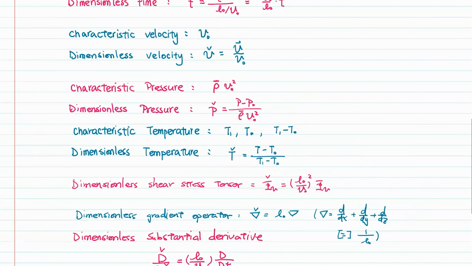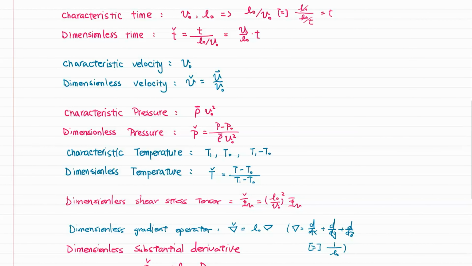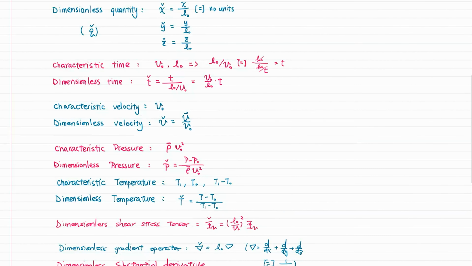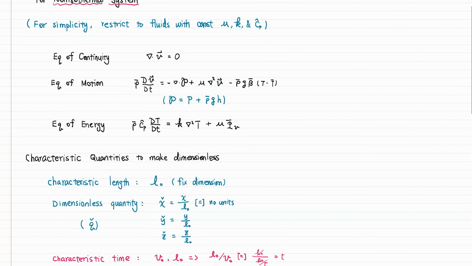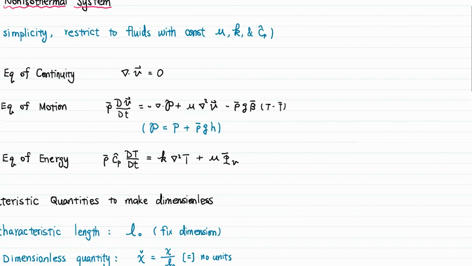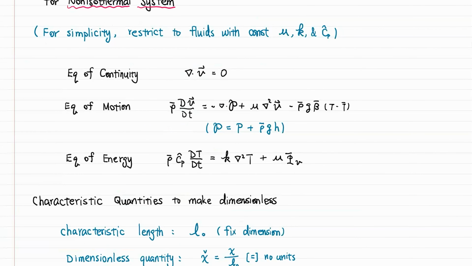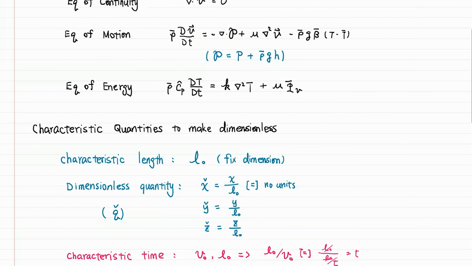Okay, so I hope you're not getting lost here. Again, let's review what we're doing here. Our objective is to formulate the equation of changes for a non-isothermal system, having the equations of continuity, the equation of motion, and the equation of energy, into dimensionless form. To do that, we first need to figure out the characteristic quantities to make each term in the equation become dimensionless. Okay, so we start by looking at the characteristic length.